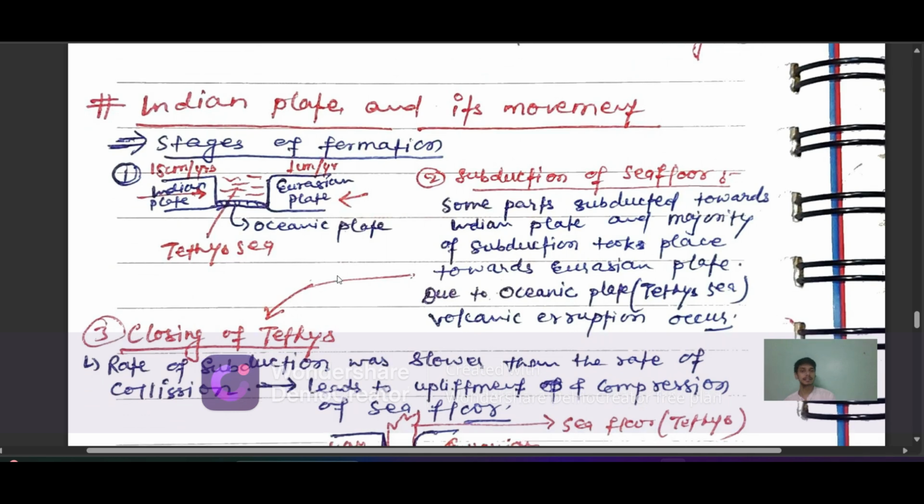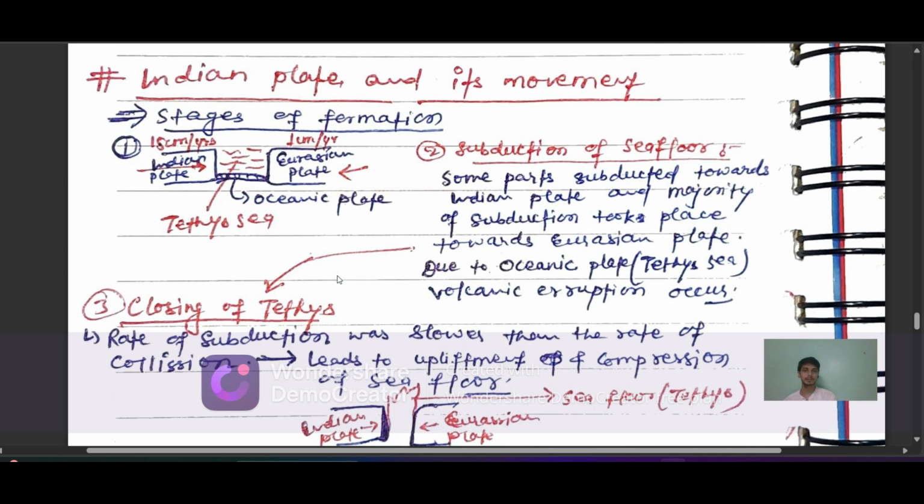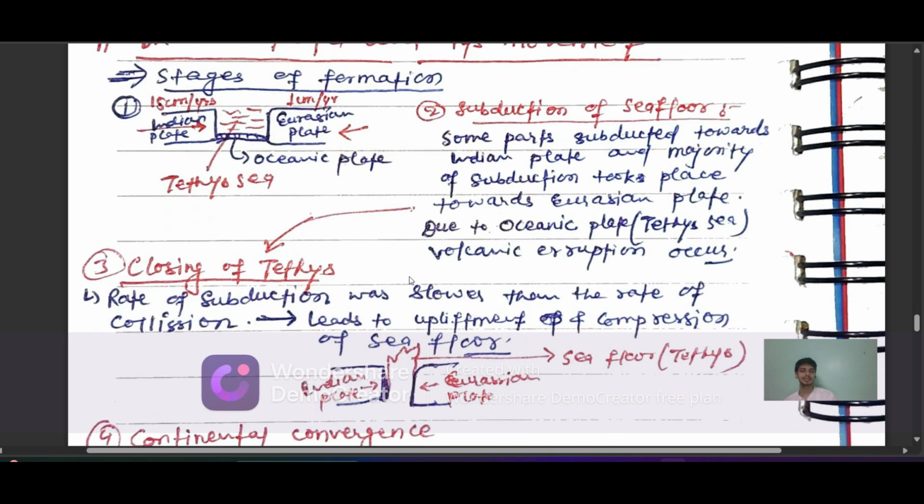And now let's see the Indian plate and its movement. So a stage of formation is like this: this is the Indian plate, this is the Eurasian plate, and these are ocean plates, which were called the Tethys Sea. So subduction of the sea floor started due to convergence. Some parts subducted towards the Indian plate and the majority of subduction took place towards the Eurasian plate. Due to the oceanic plate, the Tethys Sea, volcanic eruption occurred.